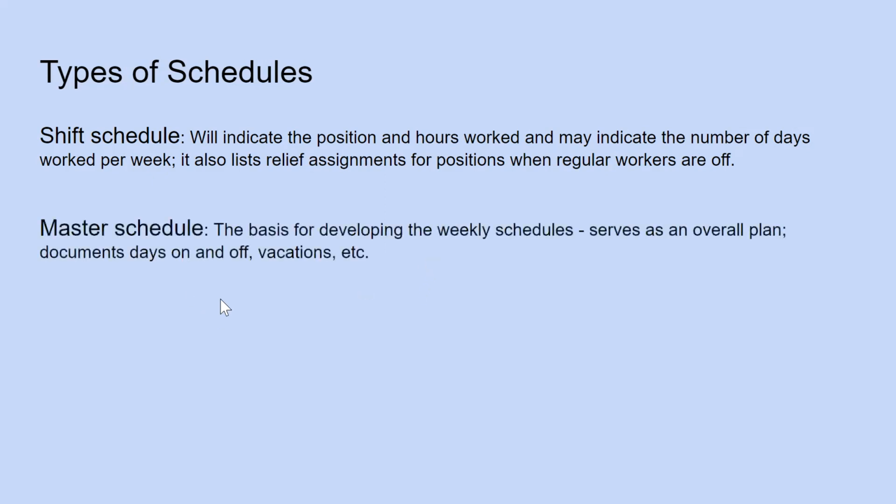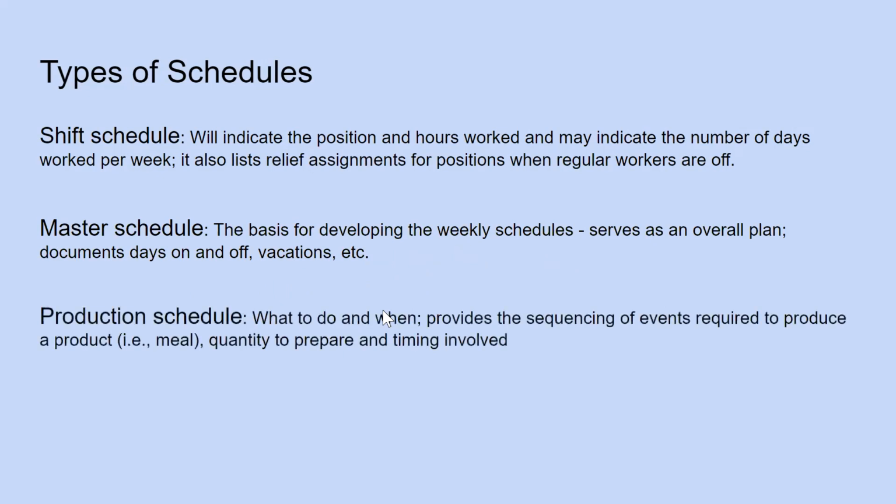Next, we have a master schedule, which is the basis for developing the weekly schedule, serves as an overall plan, and documents days on and off and vacations. So this schedule is going to be used to make the shift schedule.